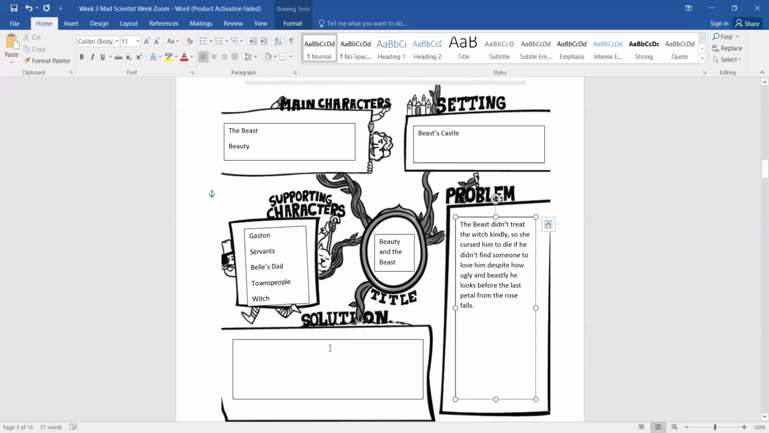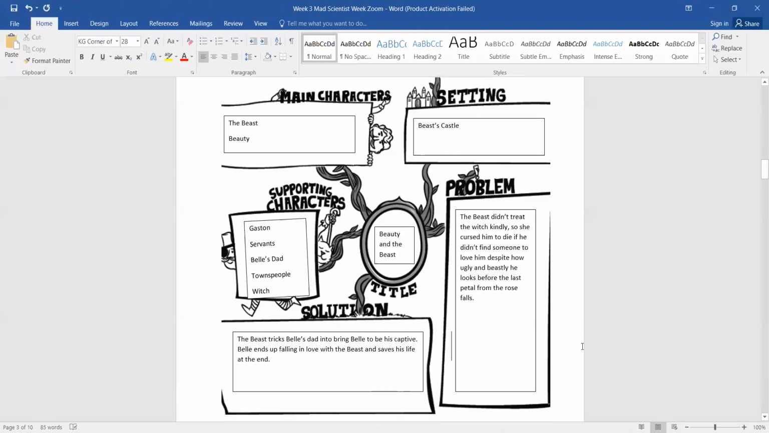Okay, the solution. The beast tricks Belle's dad into bringing Belle to be his captive. Belle ends up falling in love with the beast and saves his life at the end.